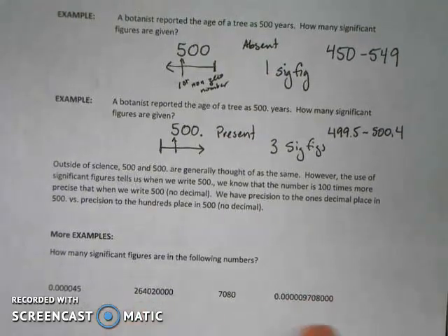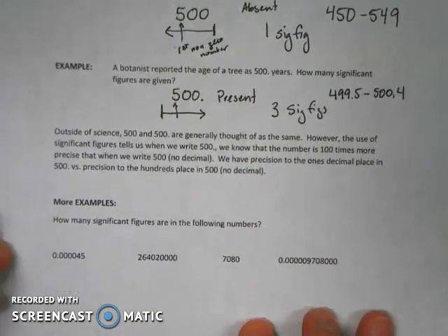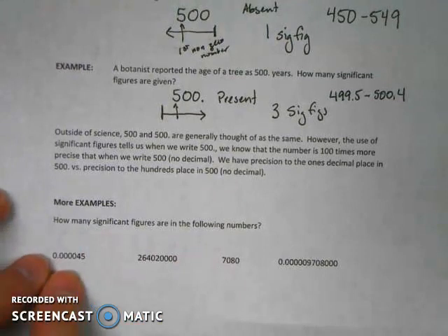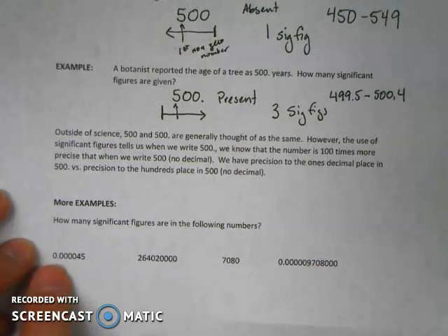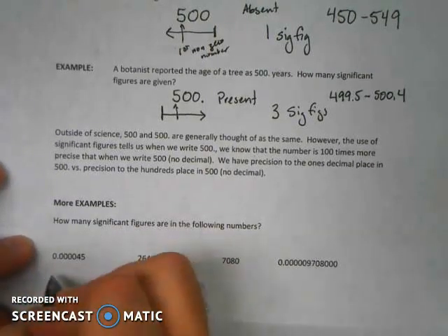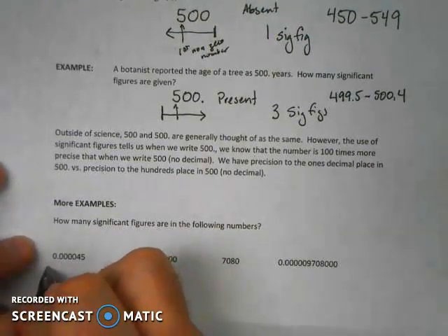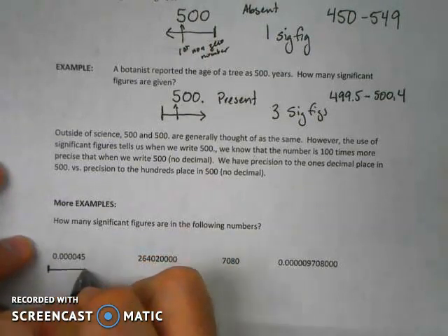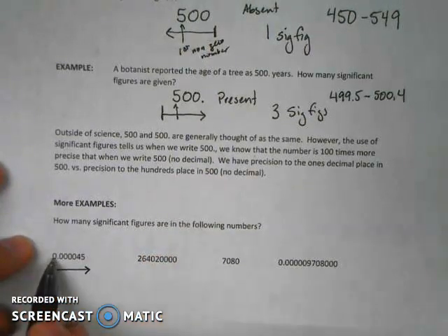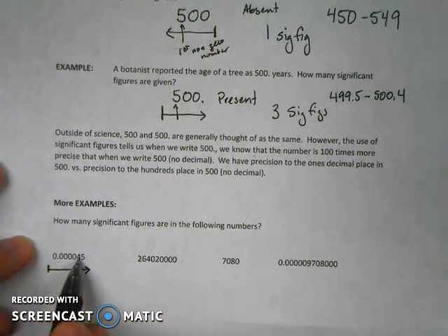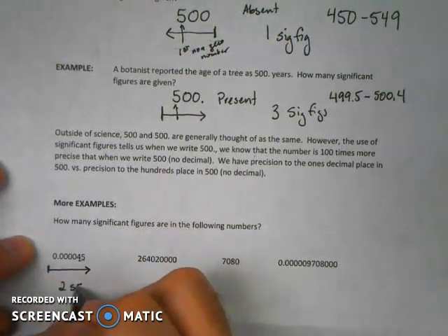We're going to go over a couple more example problems. If we look at this number, 0.000045, we have a decimal point present. So we're going to start from the left of the number and go this way. The first non-zero number we come to is 4, and then everything after it. So 1, 2 sig figs.